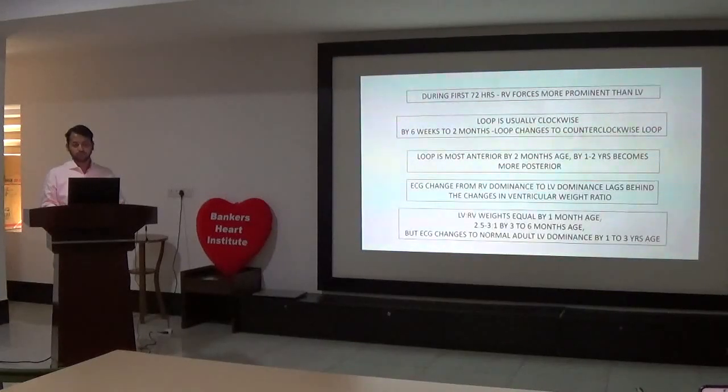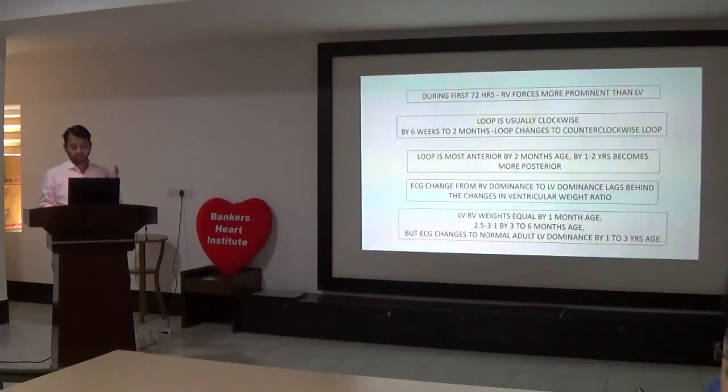The cardiac loop is usually clockwise, and by 6 to 12 months the loop changes to counterclockwise. The loop is most anterior by 2 months of age, and by 1 to 2 years it becomes more posterior. The ECG change from RV dominance to LV dominance lags behind the changes of ventricular weight ratio.